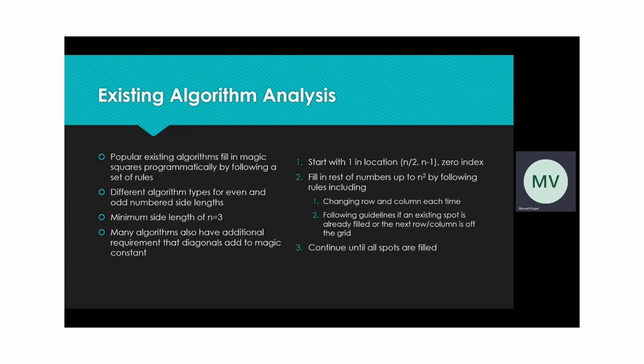So an example of one of these algorithms is that you start with the number 1 and you fill in its location in n over 2, n minus 1 using 0 indexing. Then you programmatically fill in the rest of the numbers up to n squared by following a certain set of rules. Every single time you change the row and column according to a specific rule. And additionally, you follow guidelines that if there's an existing spot already filled in or the next row or column is off the grid, you jump around to a different part of the grid. And you continue this until all spots are filled.